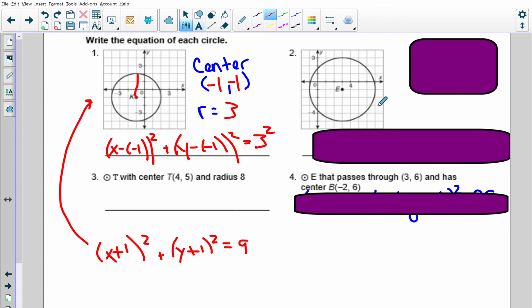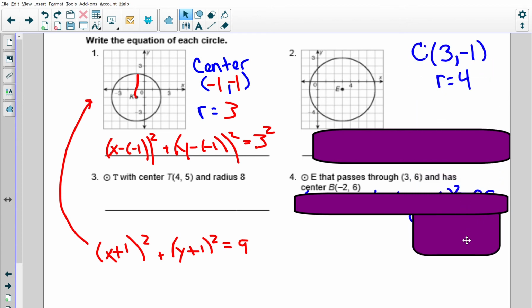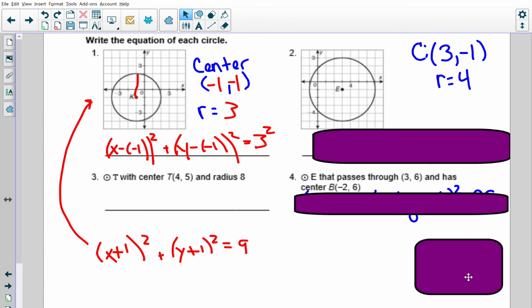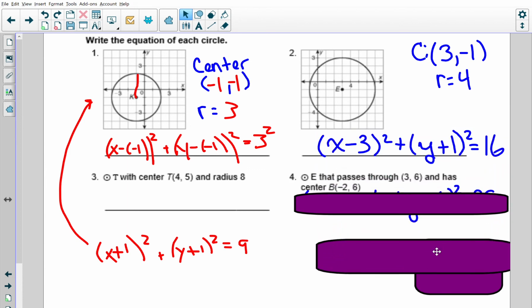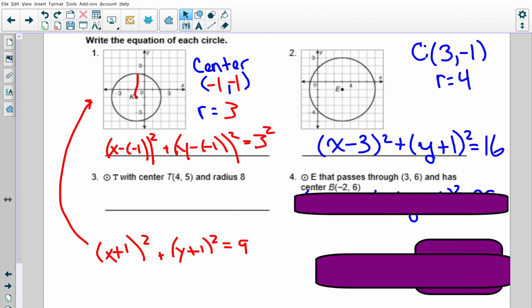You push pause and see if you can figure this out. Where's the center? What's the radius? Plug it in. All right. Well, we know the center is at 3, -1, and the radius is 4. Always use the horizontal and vertical lines to determine the radius. Just count the blocks. Therefore, we just plug in. That should be your answer.